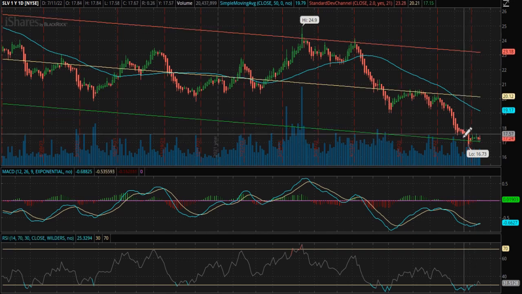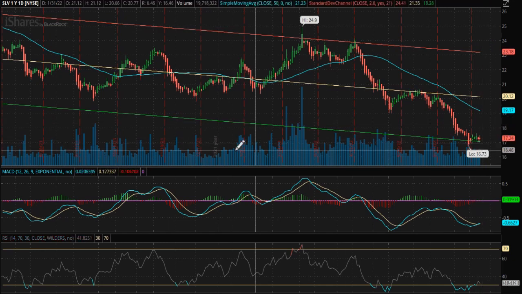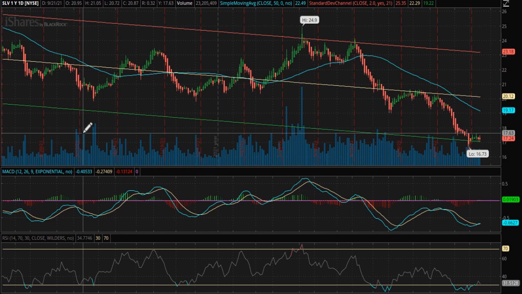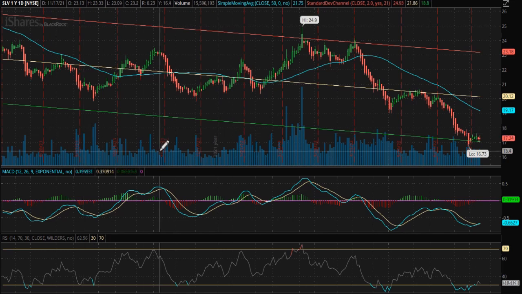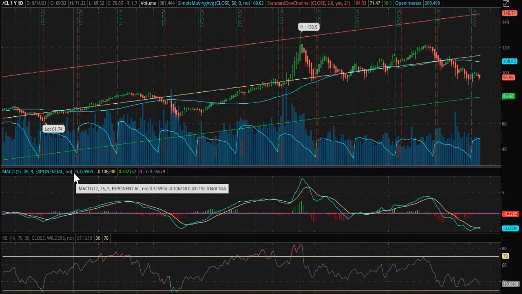Let me know what you guys think. I think we're at least in for a short-term bounce. If this goes lower, this is getting to me pretty darn cheap. I really don't see this going below 14 or 15. That would be pushing it. I couldn't imagine it getting that low.